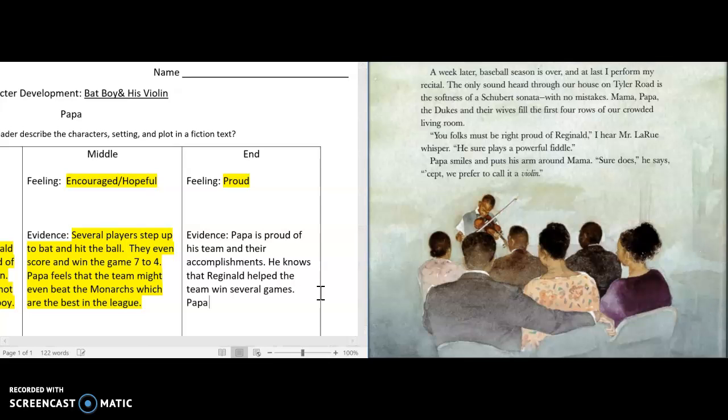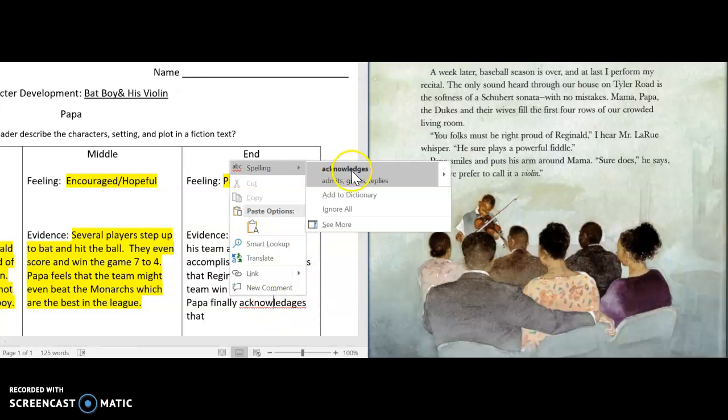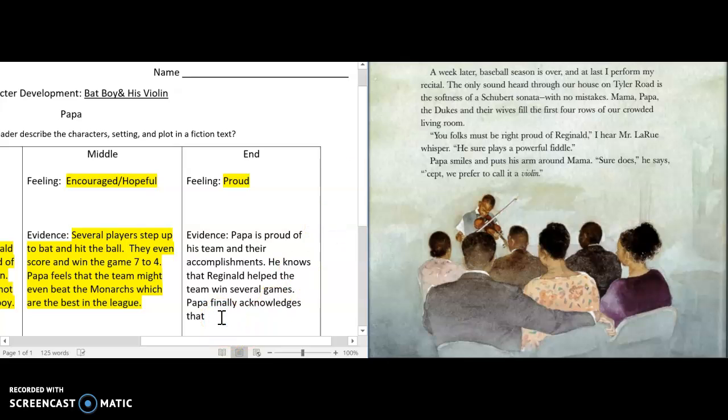So Papa finally acknowledges that, oops, it would probably help if I spelled this correctly, acknowledges that it is called a violin. So again, evidence to support that Papa's proud of his team. He's also proud of his son, Reginald.